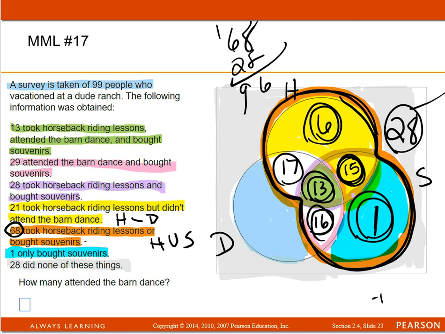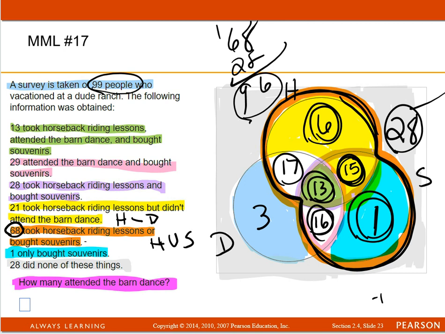What do we do? Yeah, there was 68 total in the orange, and then I added the 28, which gave me 96, but there were 99 people altogether, so 99 minus 96 is 3 for that little blue area. Now, the question is, what's the question? The question is, how many attended the barn dance?